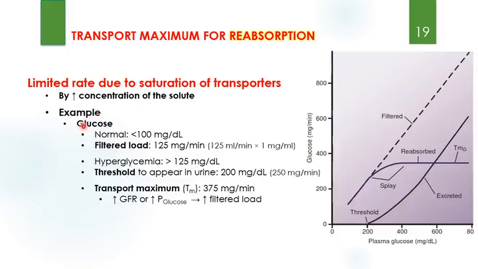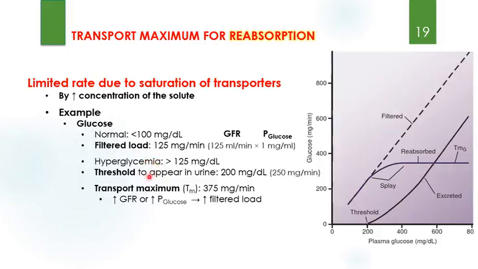considering glucose levels in the plasma, normally it is less than 100 milligrams per deciliter, and the filtered load for glucose is about 125 milligrams per minute. We find it by using the formula for filtration rate that we have talked about previously. When the plasma concentration of glucose goes higher than 125 milligrams per deciliter, it is considered hyperglycemia, a higher glucose level in the blood.